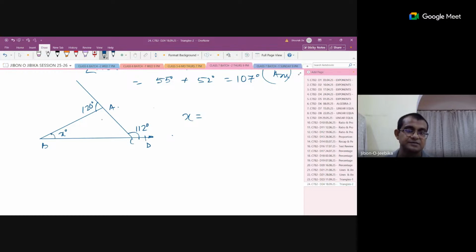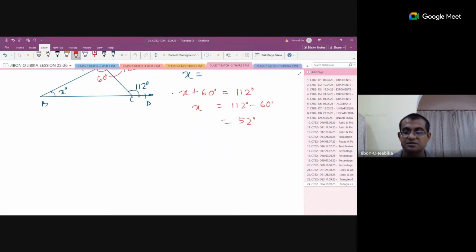So this is very simple. Here, if this is 120, then this is 180 minus 120, that is 60 degree. It is 180 degree minus 120 degree. And this is an external angle. So x plus 60 degree is equal to 112 degree. So x is equal to 112 minus 60, 52 degree. Okay. So this much is as simple as that. Clear?